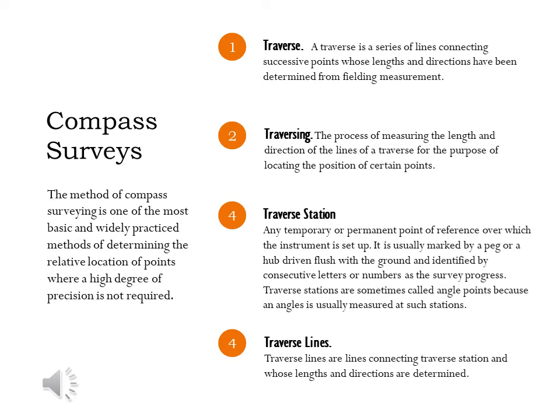Traverse station, any temporary or permanent point of reference over which the instrument is set up. It is usually marked by a peg or a hub driven flush with the ground and identified by consecutive letters or numbers as the survey progresses. Traverse stations are sometimes called angle points because an angle is usually measured at such stations. Traverse line. Traverse lines are lines connecting traverse stations and whose length and directions are determined.